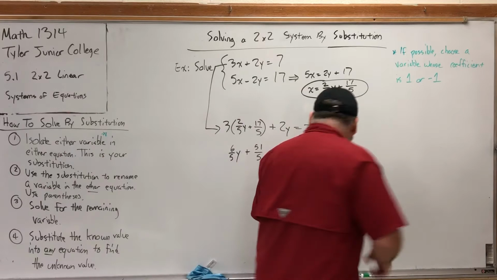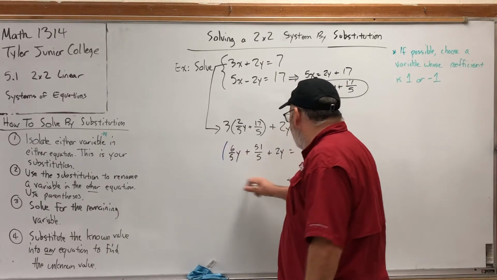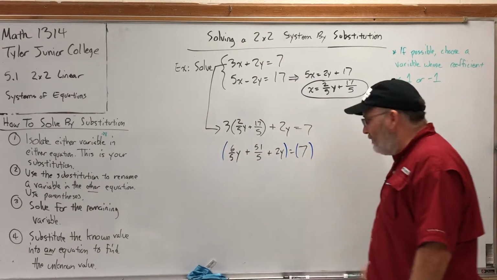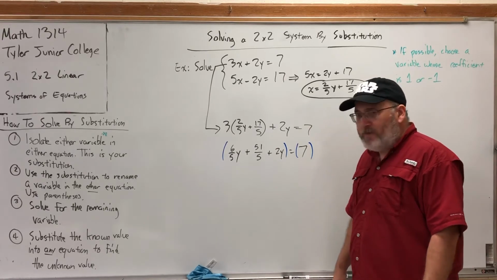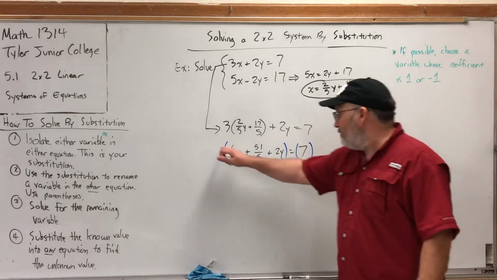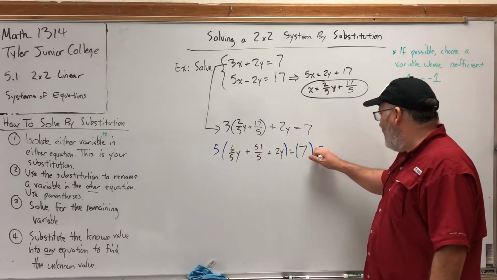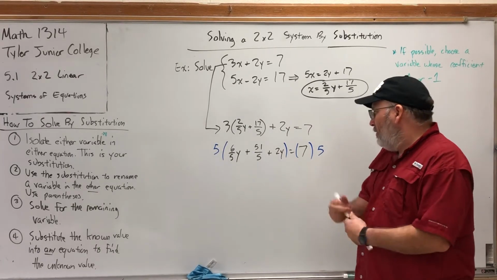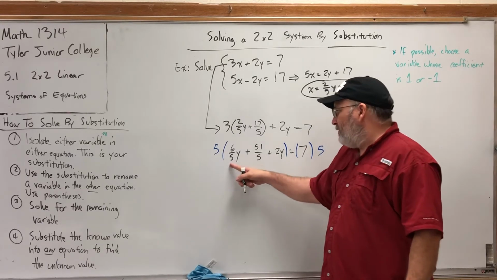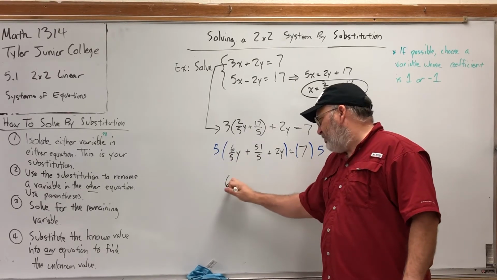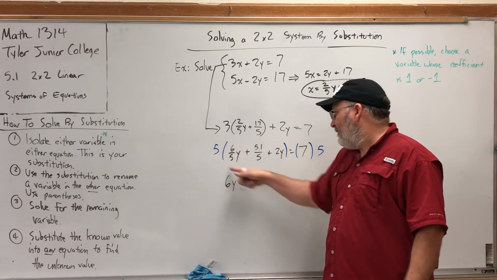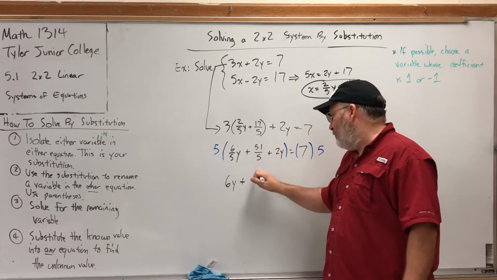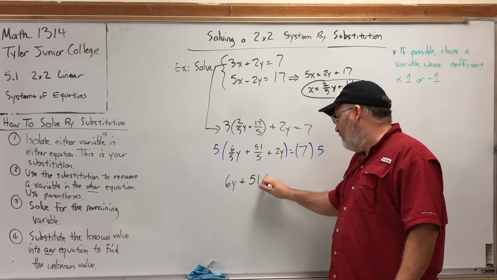So, instead of combining fractions, I'm going to get rid of them. And if there's going to be fractions in the answer, so be it, but that can show up at the end. If we multiply everything by 5 right now and distribute, 5 times 6/5 would cancel the 5s. That would leave us a 6 in front of the y. 5 times 51/5, the 5s would cancel and leave us a 51.